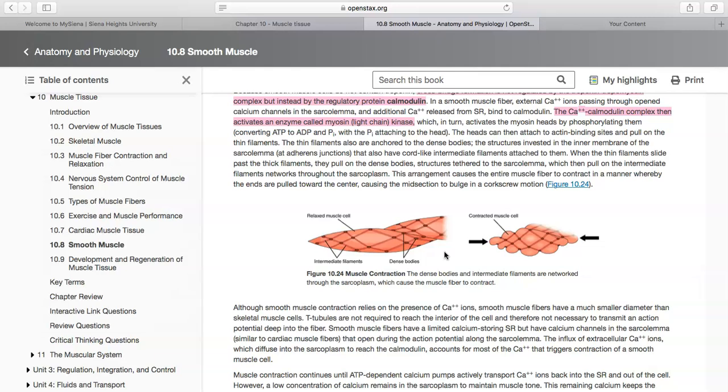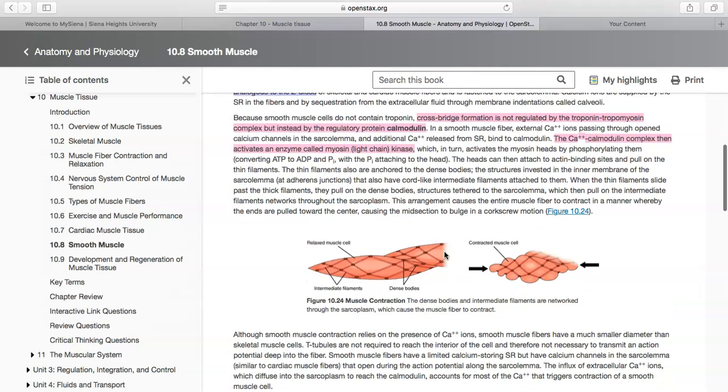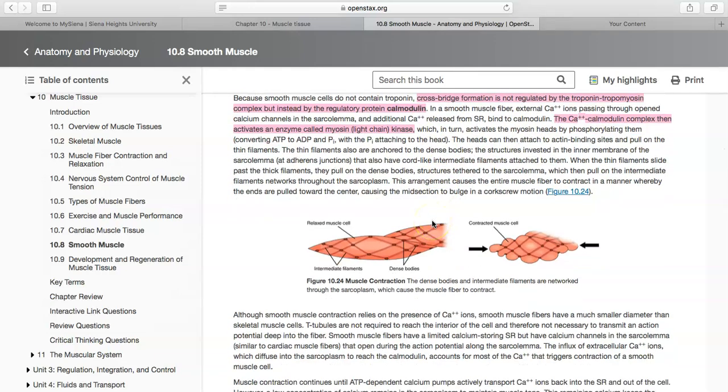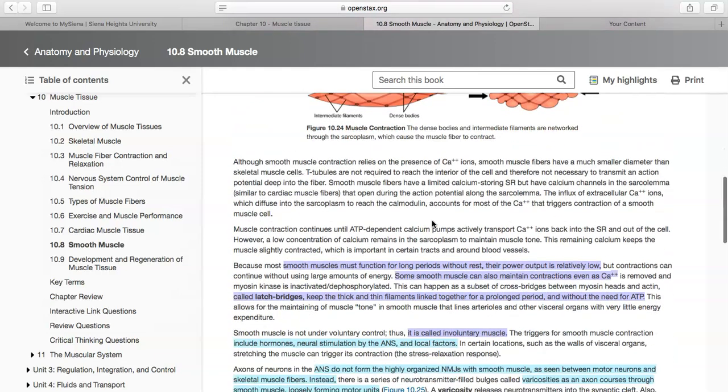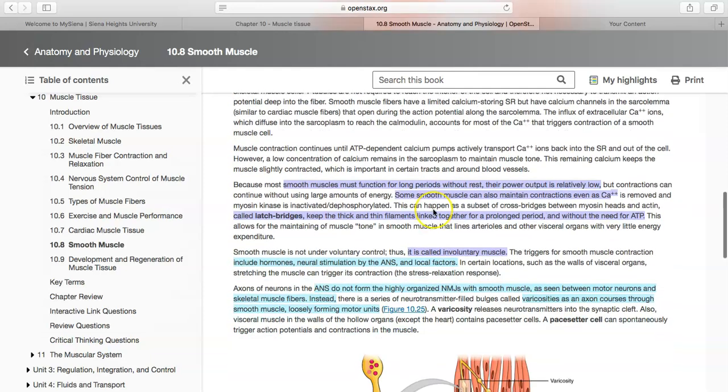So it's a little bit different because previously, what we've talked about is that the troponin tropomyosin complex, when it binds with calcium, is what causes the muscle fibers to contract. But this is a little bit different. So anyway, that's all I want to go into on that.